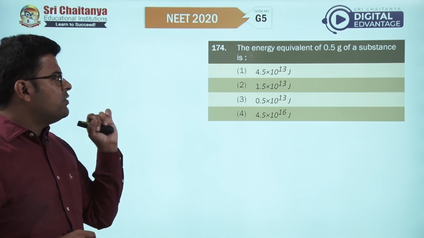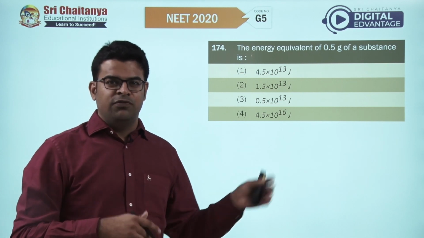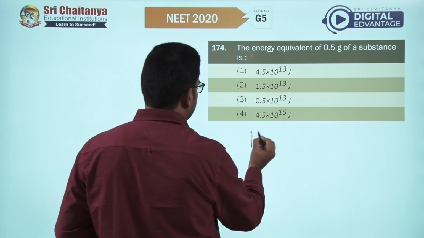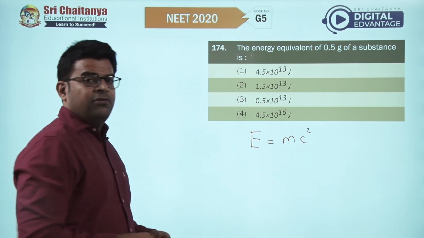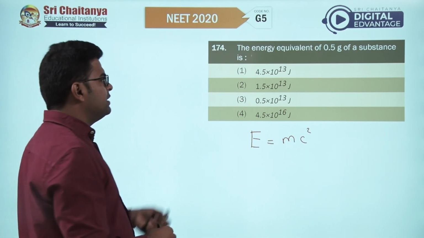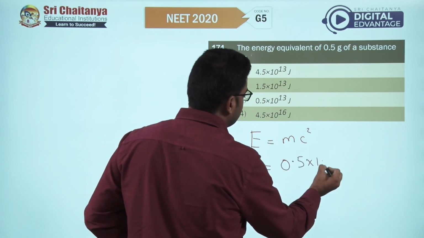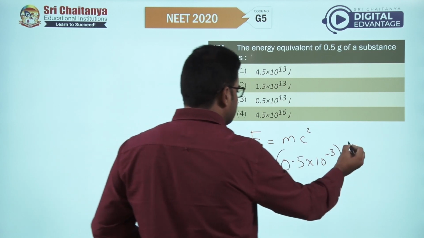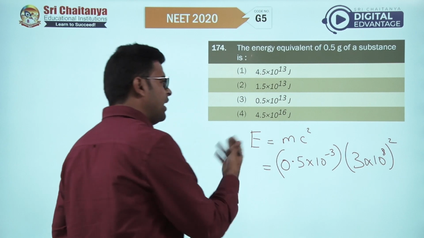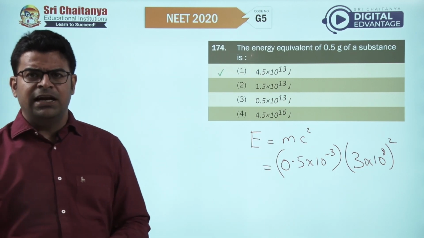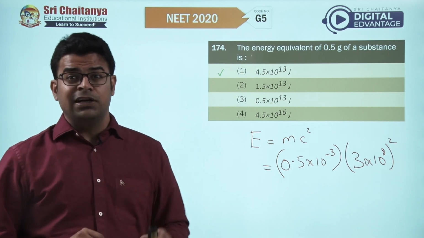Question number 174. The energy equivalent of 0.5 gram of substance. This question is based on the most famous equation in physics, which is simply E equals mc square. The energy associated with a mass m is given by mass times speed of light whole square. The mass given here is 0.5 grams. So, write it in SI unit, 0.5 into 10 raised to the power of minus 3. You all know that speed of light is 3 into 10 raised to the power of 8. So, square it up. And after doing a simple calculation, you will get that the answer is option number 1, which is 4.5 into 10 raised to the power of 13 joule.